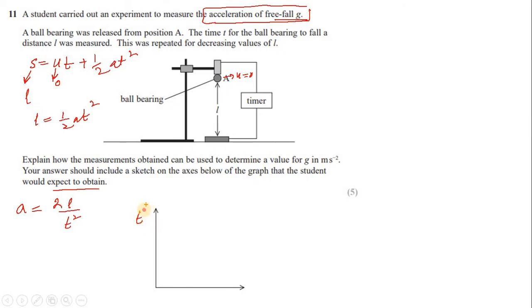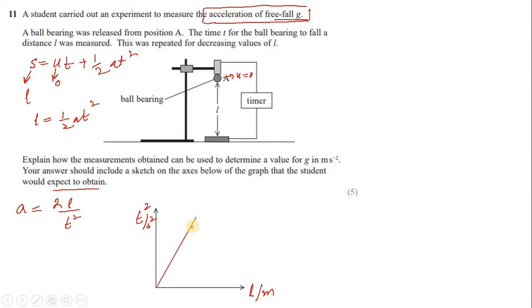t squared on the y-axis. This is one method, I will show you the other one. So t squared on the y-axis, L on the x-axis. So L should be in meters and t squared should be in s squared. And we always have a straight line. We must have a straight line here, something like this.